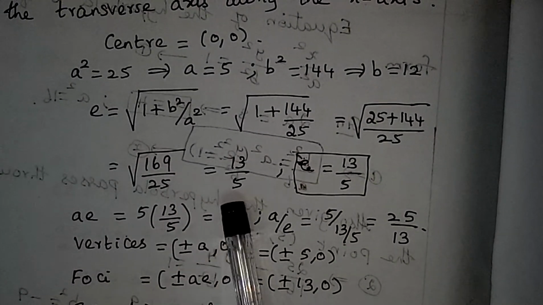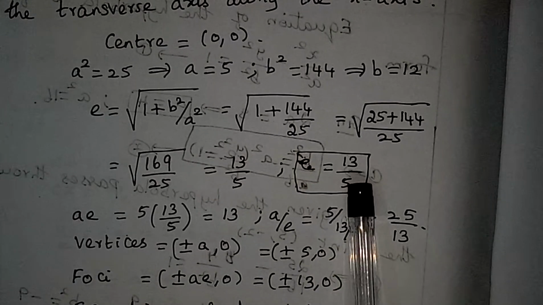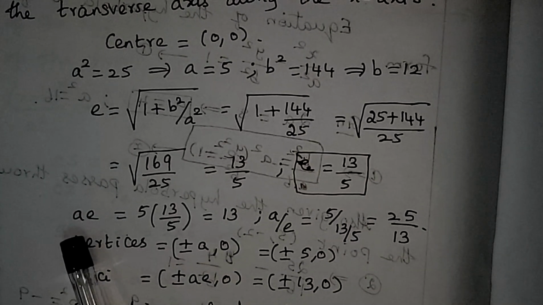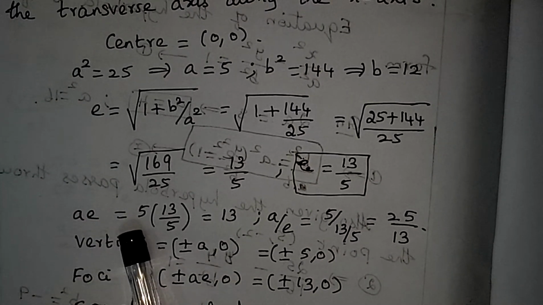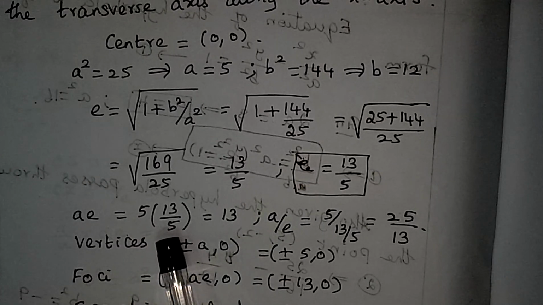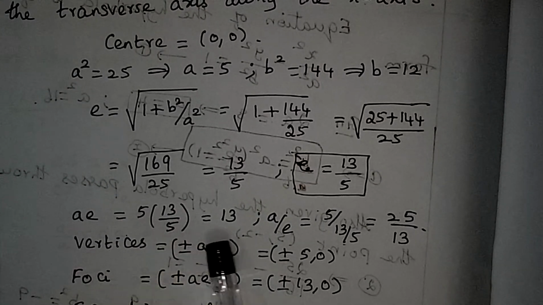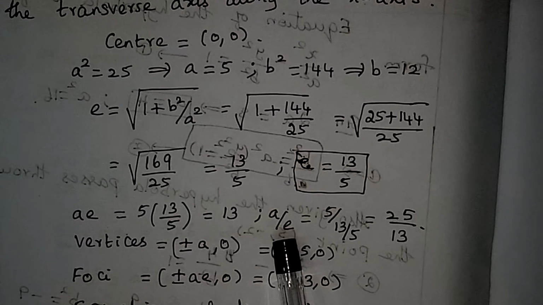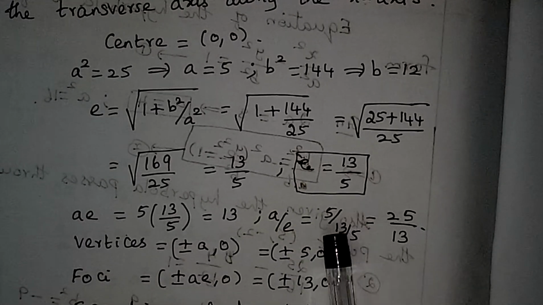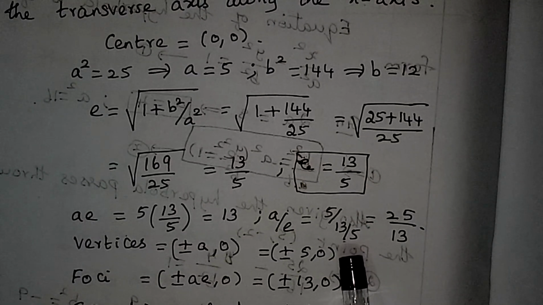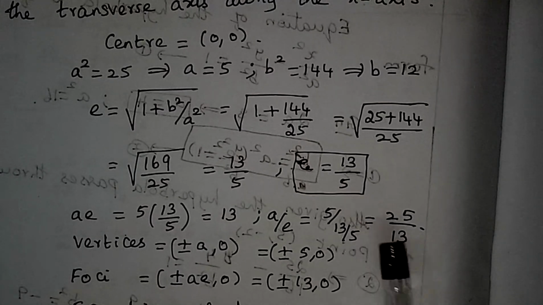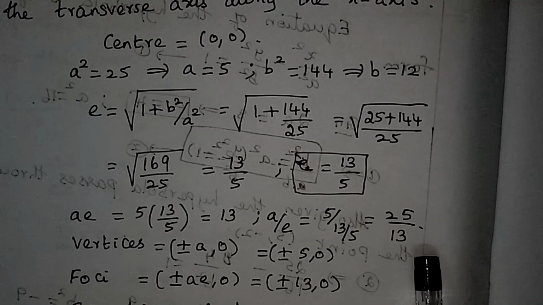Now this is our e value. e is equal to 13 by 5. You can find ae. ae means a value is 5 into e value is 13 by 5. You can cancel this 5, you will get 13. a by e: a is 5 divided by e value, which is 13 by 5. This 5 you can take to the numerator. It will become 25 by 13.